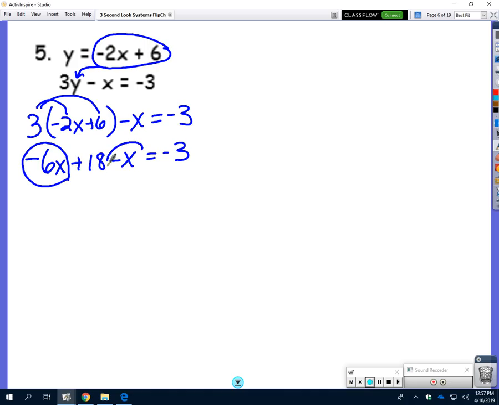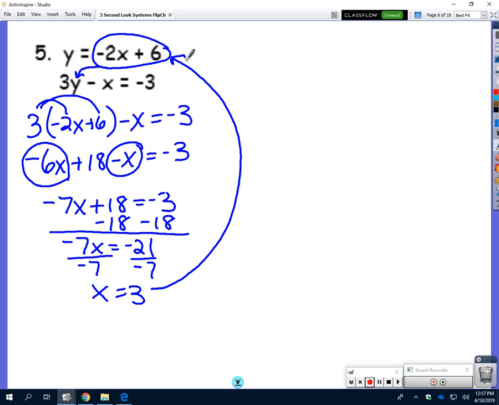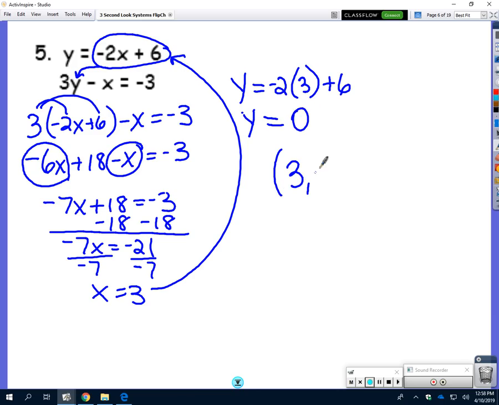Combine like terms. Negative 7x plus 18 equals negative 3. Subtract 18. Negative 7x equals negative 21. And then divide by negative 7. X equals 3. Substitute back up in for y. Y equals negative 2 times 3 plus 6. Y equals 0. Your answer would be 3, 0.